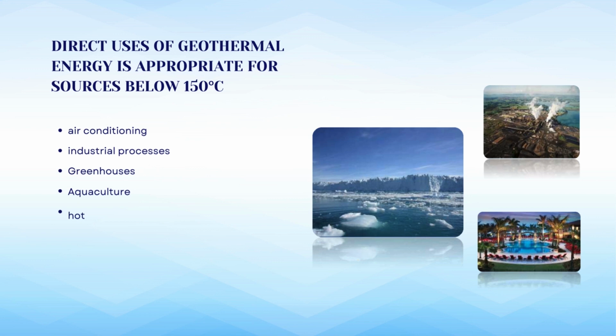for heating purposes. Hot spring water is used to heat greenhouses, to dry out fish, to de-ice roads, for improving oil recovery, and to heat fish farms and spas. The direct use of geothermal energy is appropriate for sources below 150 degrees centigrade. Uses include air conditioning, industrial processes, greenhouses, aquaculture, hot water, resorts and pools, and melting snow. The diagram shows the various locations of the hot springs and geothermal spots around the globe.